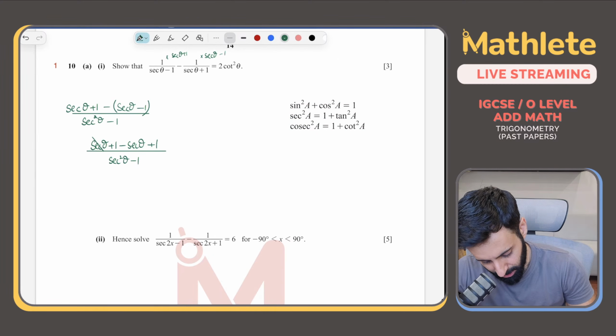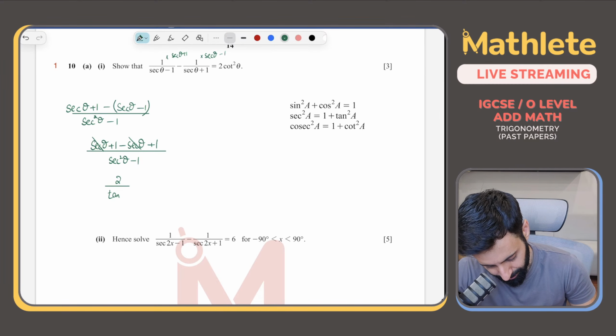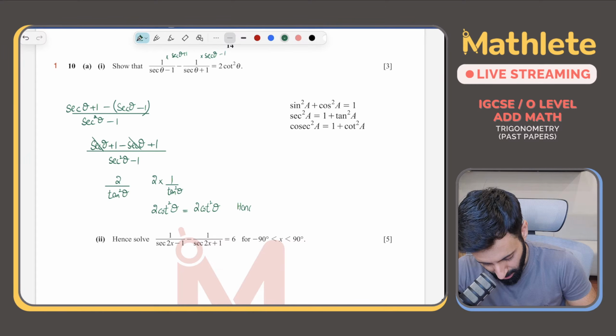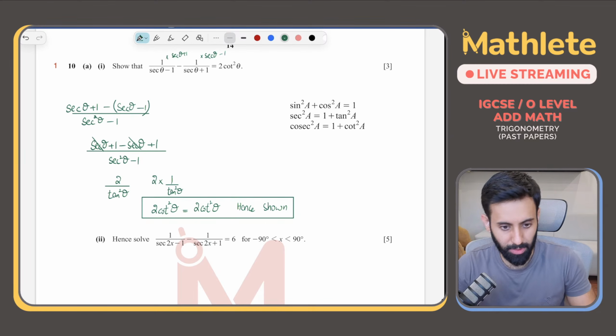So plus positive sec theta minus sec theta, they take out each other. 1 plus 1, that's equal to 2, divided by tan square theta. Now remember, what is 1 upon tan square theta? 1 upon tan square theta is equals to cot square theta. So 2 into 1 upon tan square theta, and 1 upon tan square theta, as mentioned earlier, is equals to cot square theta, and that's it. 2 cot square theta is equals to 2 cot square theta, and for good measure, just write hence shown. Okay, not that if you don't write this, it's going to cost you marks or anything, but it's just a nice way to conclude it.